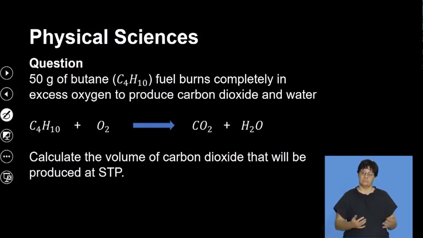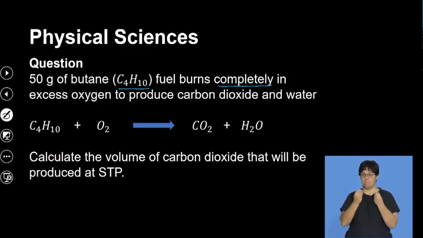Now let's look at more questions in as far as stoichiometry revision is concerned. This question says 50 grams of butane. Butane is a hydrocarbon. It consists of carbon and hydrogen. So it is used as a fuel and then it burns completely in excess oxygen to produce carbon dioxide and water.